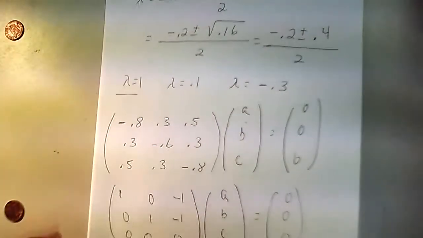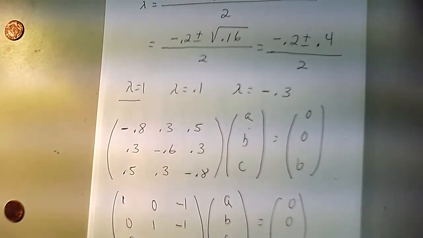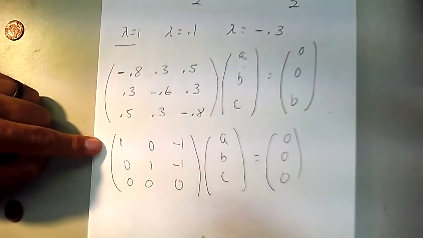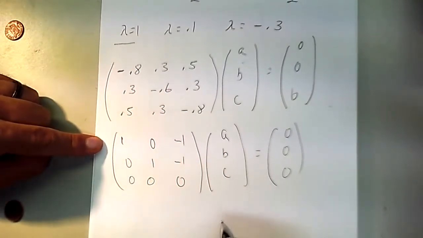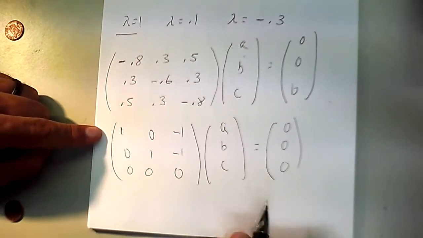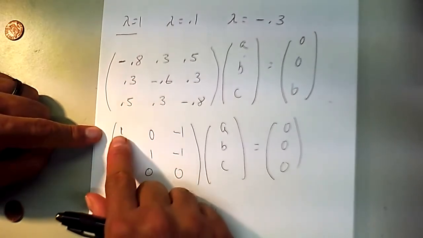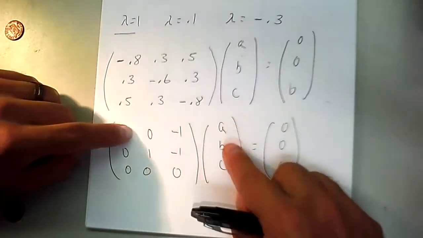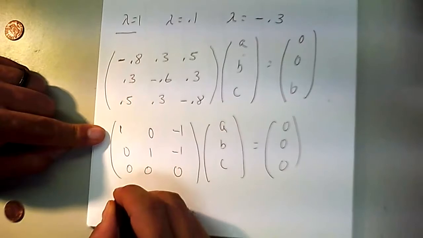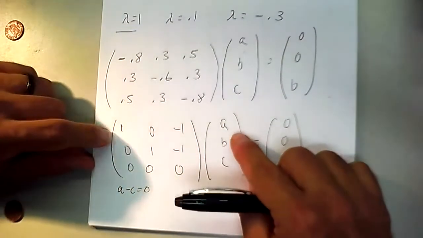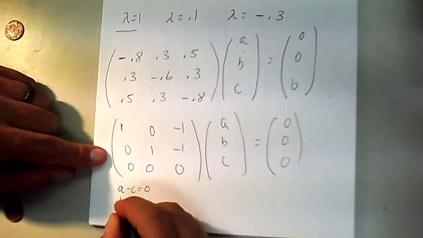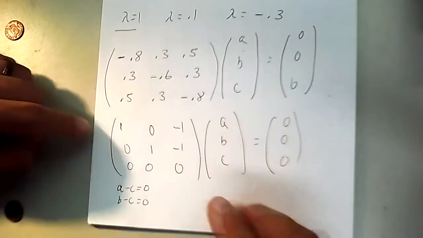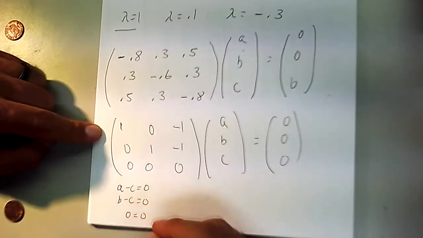Okay, so now I row reduced the matrix. It took me a while to do this, and I ended up with this, which is a pretty nice simplifying. This tells us that A minus C is equal to 0, and B minus C is equal to 0. And this doesn't really tell us anything. This tells us that 0 is equal to 0, and that is an identity, so that is irrelevant.